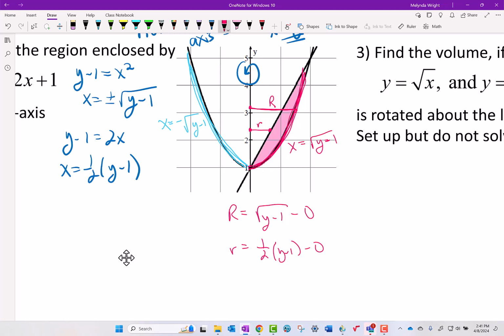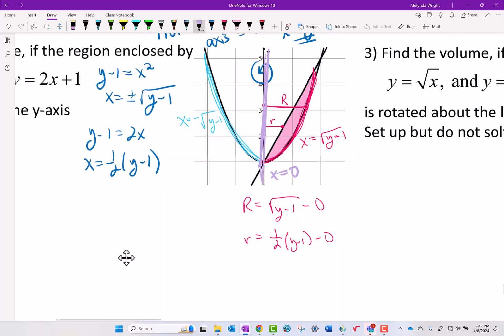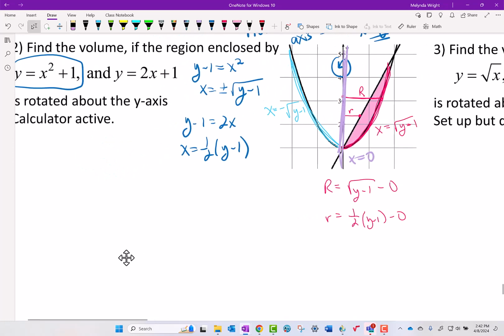So what we're doing is we're noting that this y-axis right here is where x equals 0. Later, when we rotate around something that's not the axis, it's going to be a number. So I'm just getting us used to the number, that's all. So we're going from x equals square root of y minus 1 to 0, and x equals 1/2 y minus 1 minus 0. Okay, so let's set it up now.